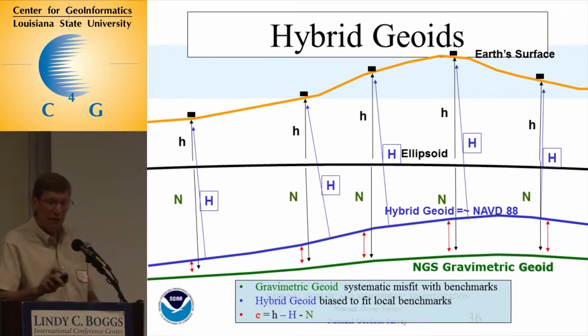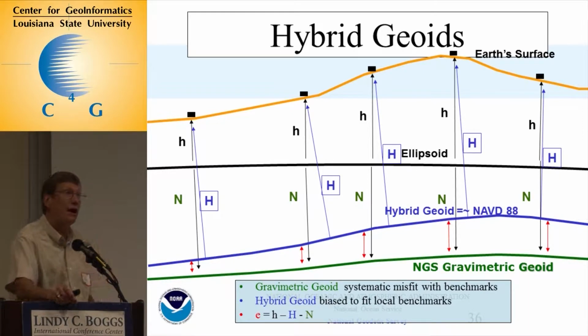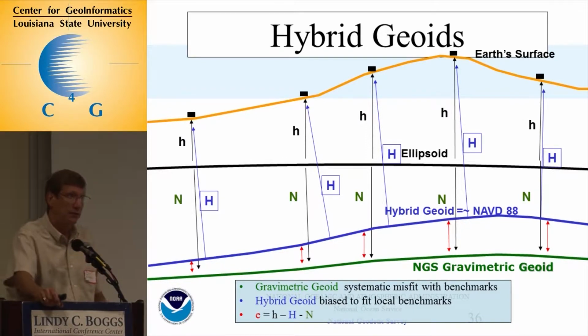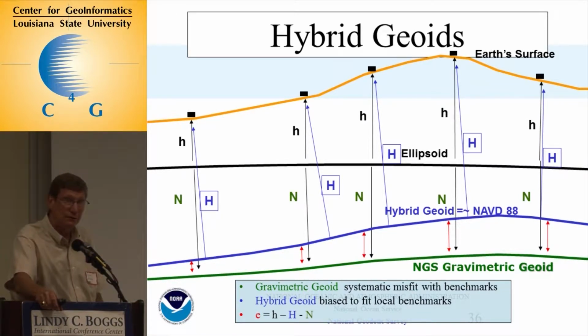And what he does is he creates this hybrid geoid so that they are the same, or at least close to being the same. So in essence, he's taken a good gravimetric geoid and kind of distorting it to make it fit the NAVD88. Now I can say distorting the NAVD88 because I was the NAVD88 project manager and we did this.